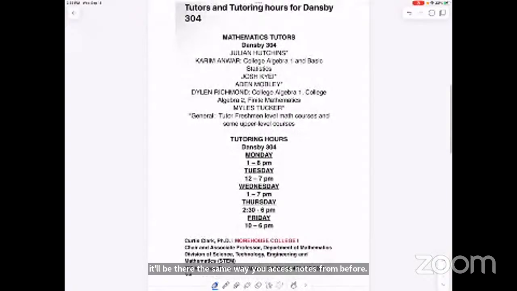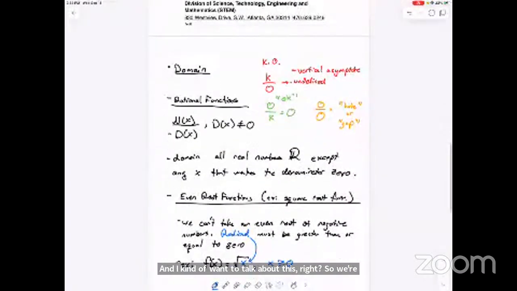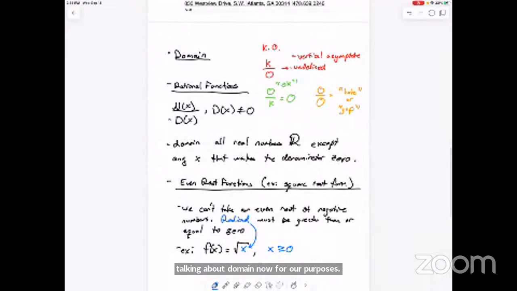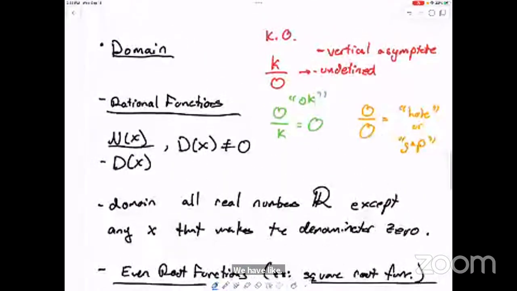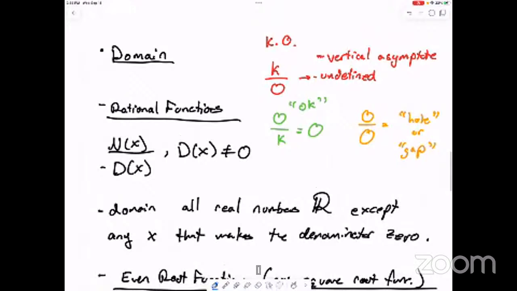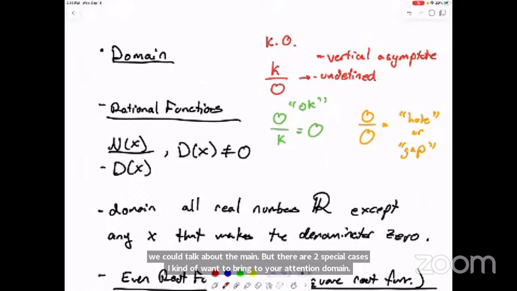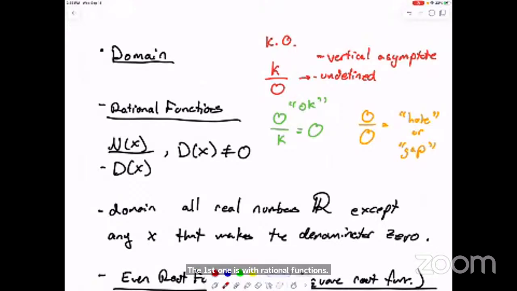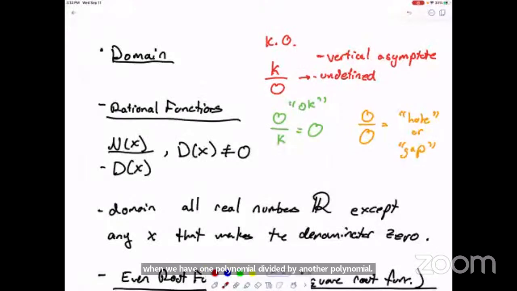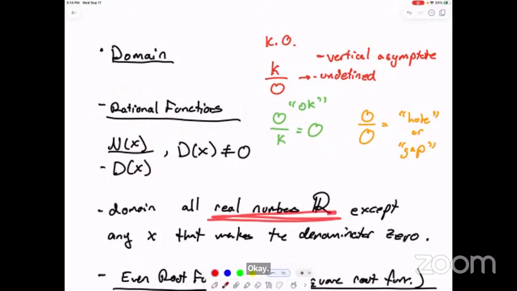So we're talking about domain now. There are multiple ways that we could talk about domain, but there are two special cases I want to bring to your attention. The first one is with rational functions. That's when we have one polynomial divided by another polynomial. In general, the domain of a rational function is all real numbers except any x that makes the denominator 0. So we have to throw out any x that makes the denominator 0. The denominator cannot be 0.